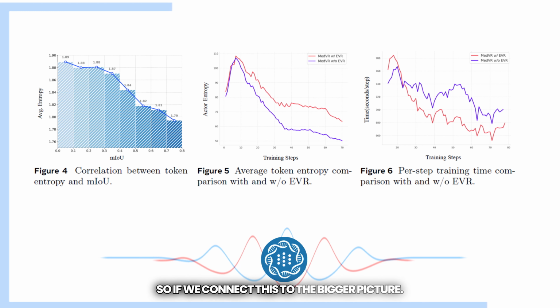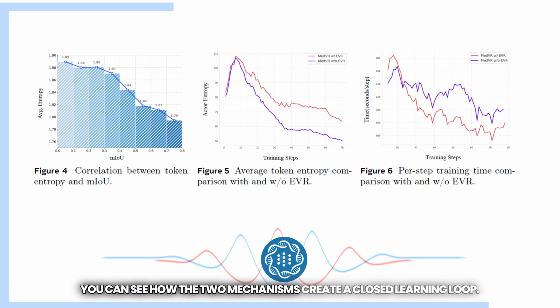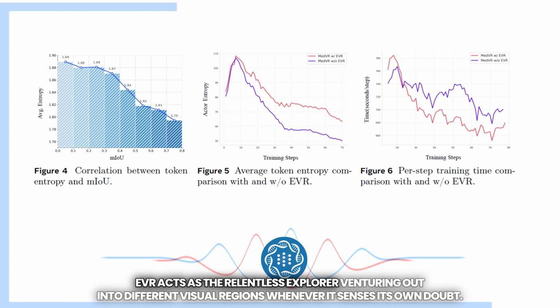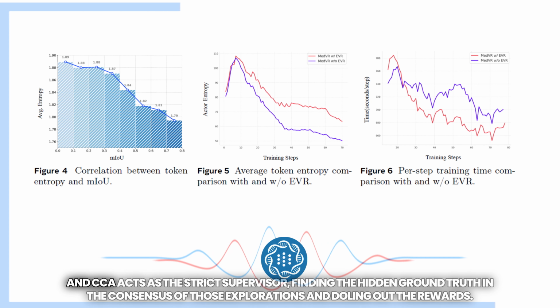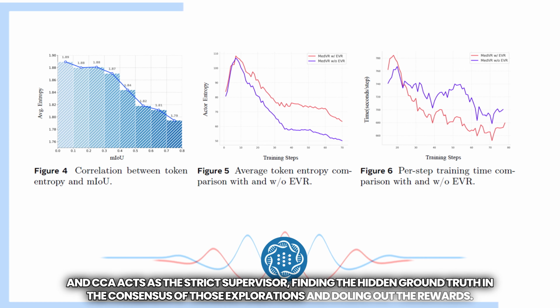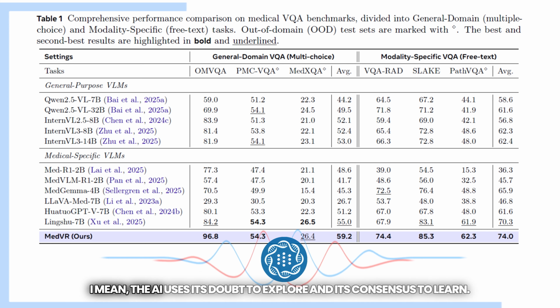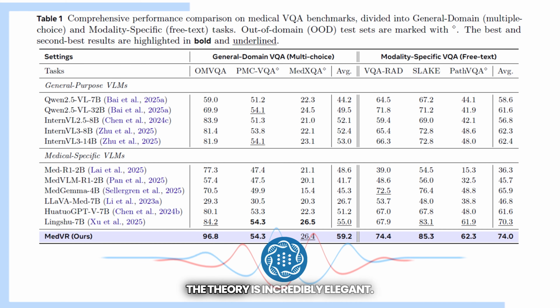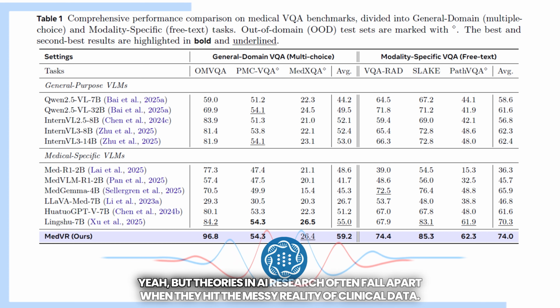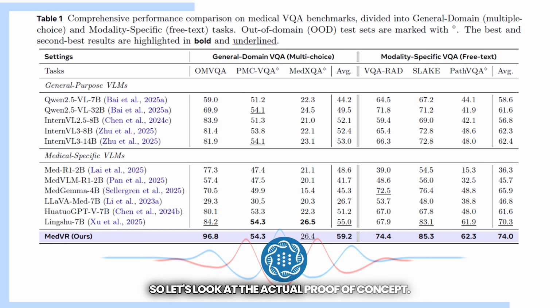So if we connect this to the bigger picture, you can see how the two mechanisms create a closed learning loop. EVR acts as the relentless explorer, venturing out into different visual regions whenever it senses its own doubt. Right. And CCA acts as the strict supervisor, finding the hidden ground truth in the consensus of those explorations and doling out the rewards. They form a completely self-taught curriculum. I mean, the AI uses its doubt to explore and its consensus to learn. It really is an elegant system. The theory is incredibly elegant, yeah, but theories in AI research often fall apart when they hit the messy reality of clinical data. They do. So let's look at the actual proof of concept.